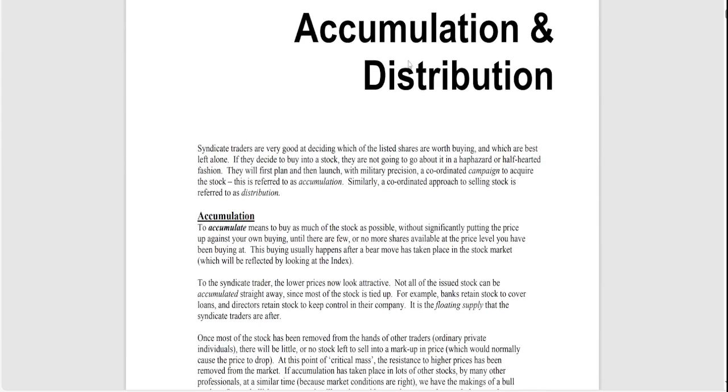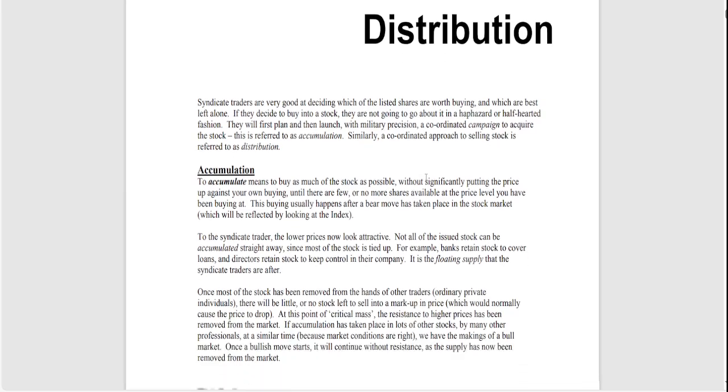And now, accumulation and distribution. Syndicate traders are very good at deciding which of the listed stocks or shares are worth buying. They know which instrument to buy and which are best left alone. So they decide to buy a stock or instrument, whether gold, oil, silver, or any currency. They actually first plan and then launch, with military precision. They run a campaign to acquire the stock, and that is accumulation, and when they are interested in selling, they do the distribution.